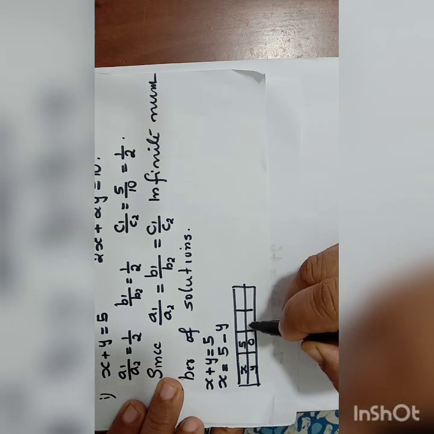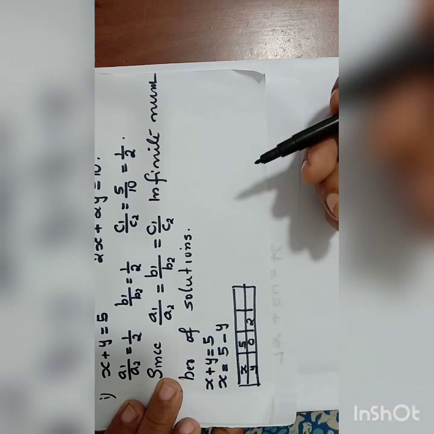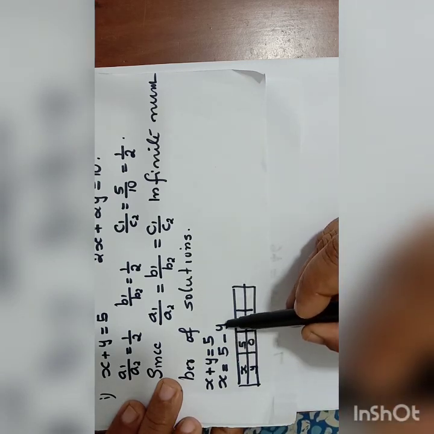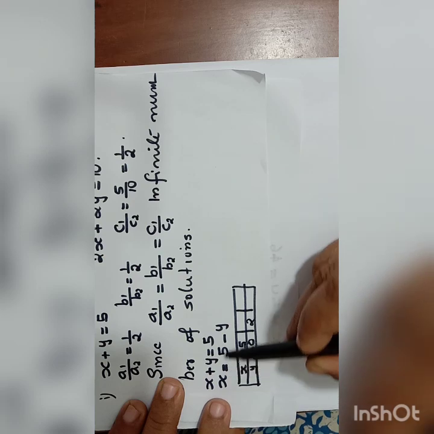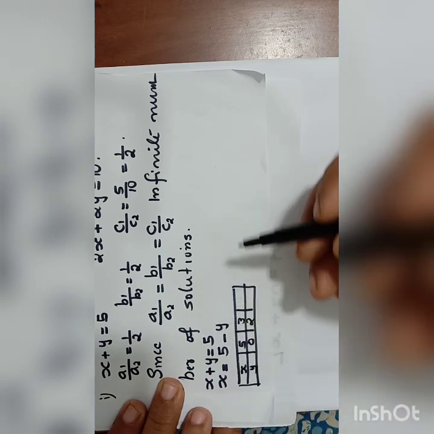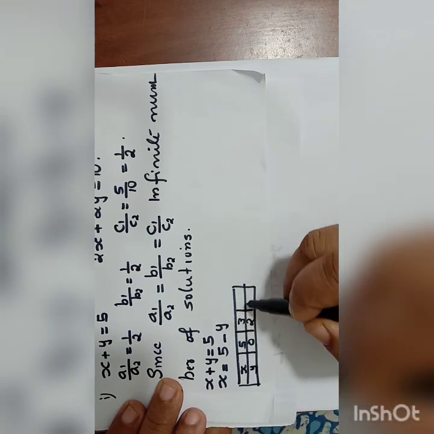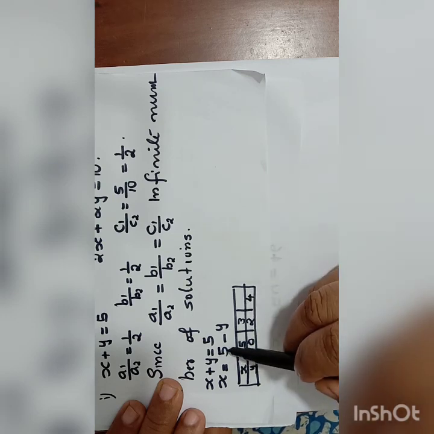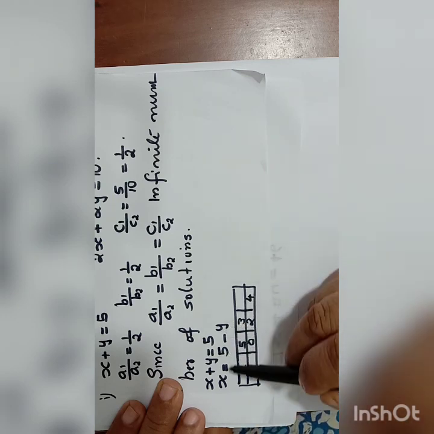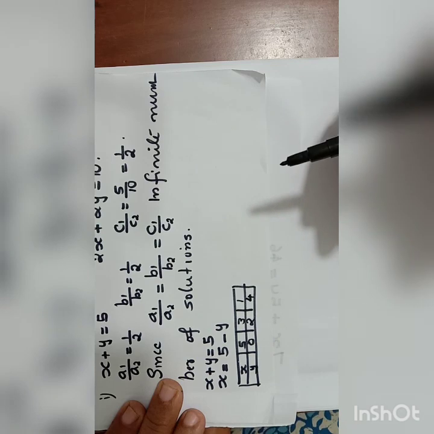Now if y value is 2, I am taking. Any number you can take. 5 minus 2 is 3. X is equal to 3 we are getting. Then let us have 4 now. 5 minus 4 is 1. So x value is 1.